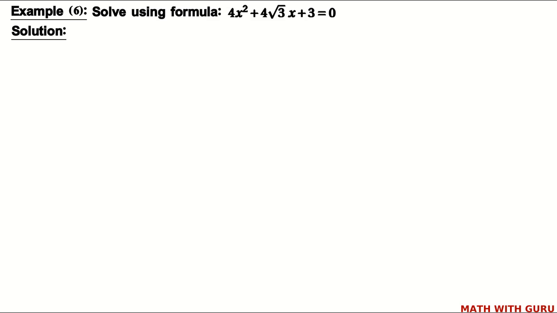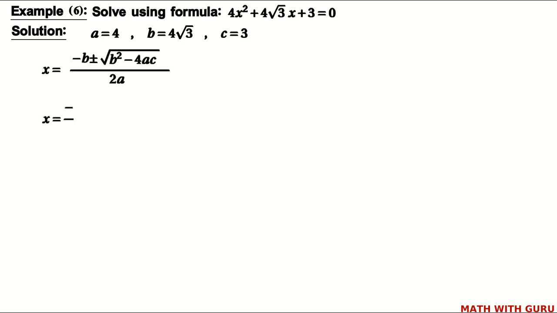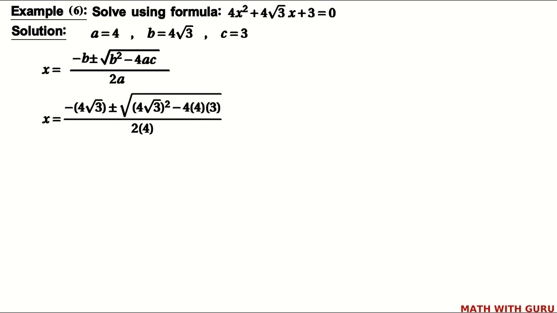Let us consider example 6. 4x squared plus 4 root 3x plus 3 equals 0. a equals 4, b equals 4 root 3, c equals 3. Write down the quadratic formula, then substitute the values.